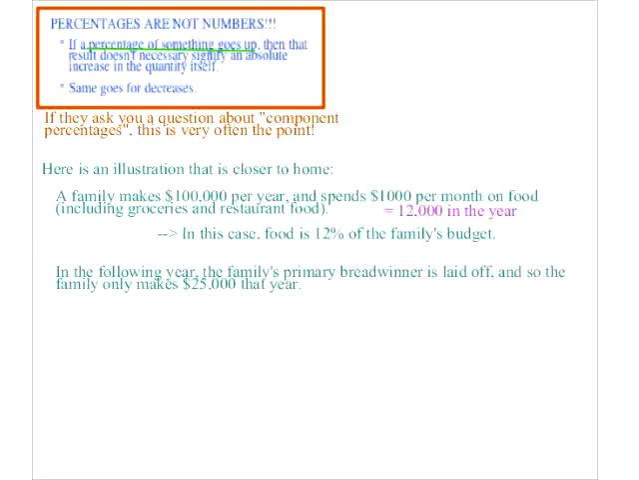So 12% of the budget. Thanks for calling out the percentage, but if you said 1%, that also means you have to pay attention to units a little bit more carefully, because they might switch you back and forth to make sure you're paying attention. It's more of a quant thing, but still, you never know when they're going to pull that on you. In the following year, the family's primary breadwinner gets laid off. The family only makes $25,000, so they stop eating out as much.